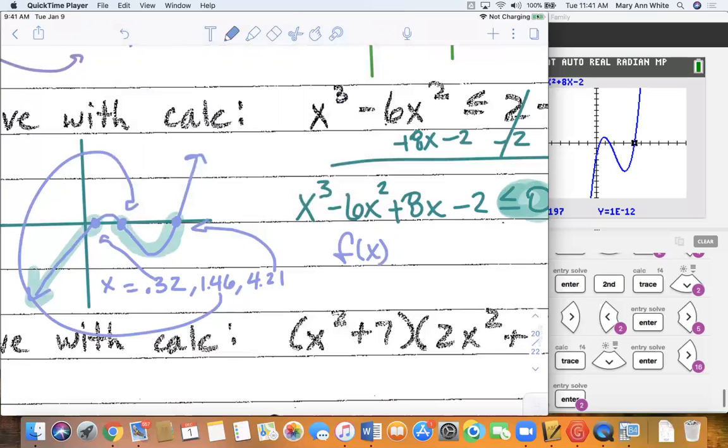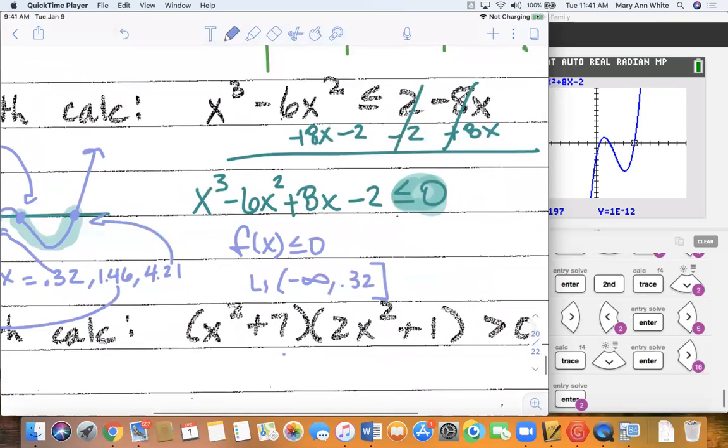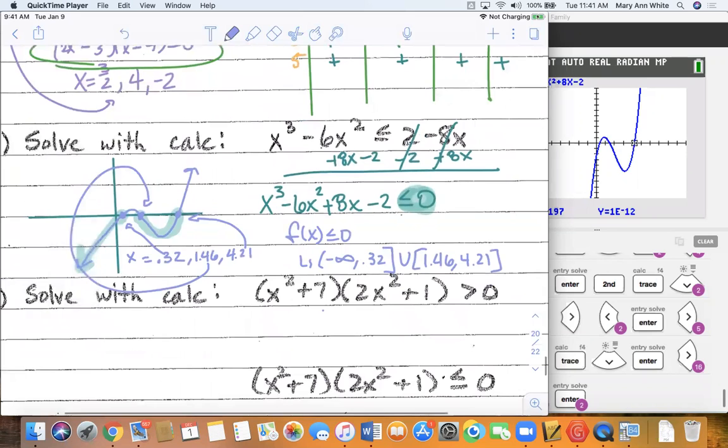So f of x is less than or equal to 0 from forever to that first zero, so from negative infinity to 0.32. Notice that it's an "or equal to," so I am gonna do a bracket here. You never bracket infinity, you only bracket numbers. And then I'm gonna do it from the second zero to the third zero, because it's that interval underneath. So 1.46 comma 4.21, bracket on everything.